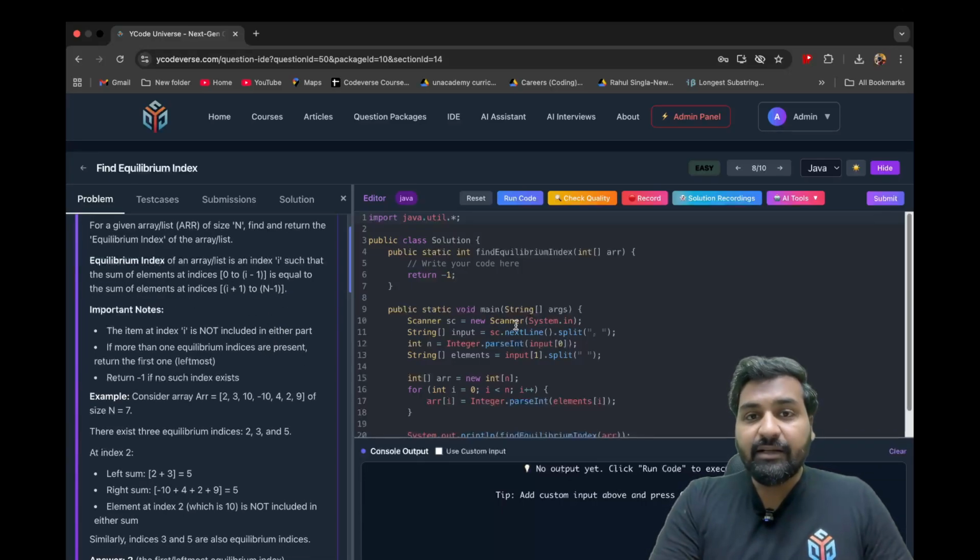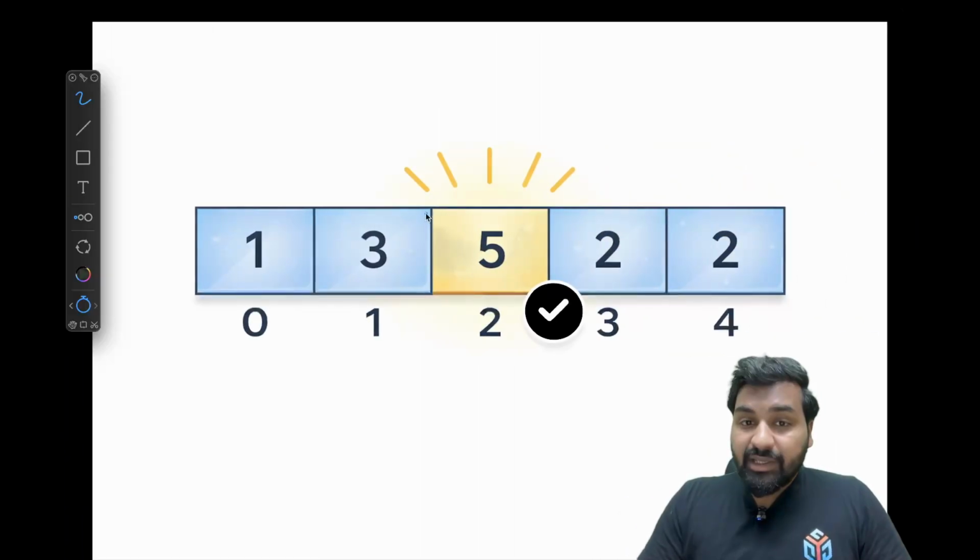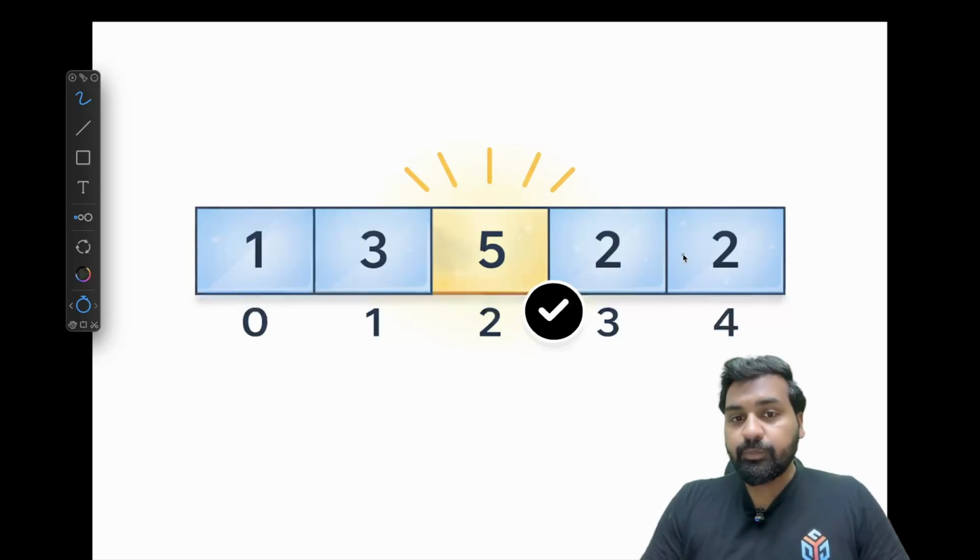Let's understand it with an example. So here you can see an array, right? This is an example: 1, 3, 5, 2, 2. So you can see the 5 element, which is at index 2. So 2 is our equilibrium index. Why is that? Why are we saying this place is in equilibrium?